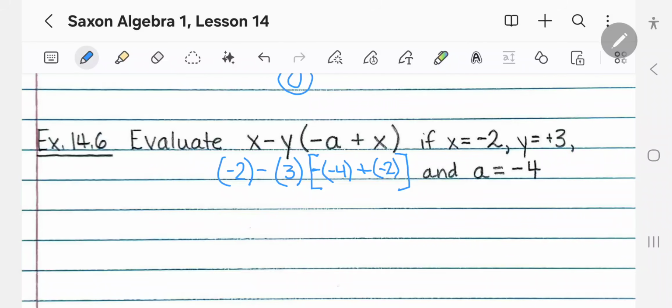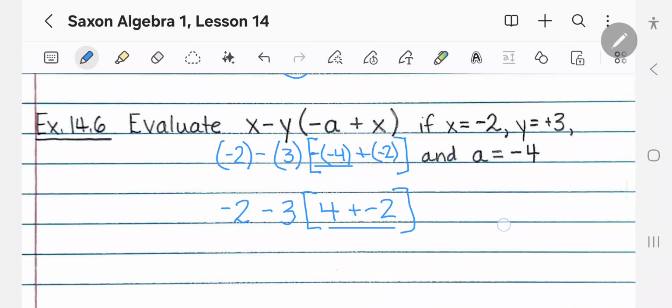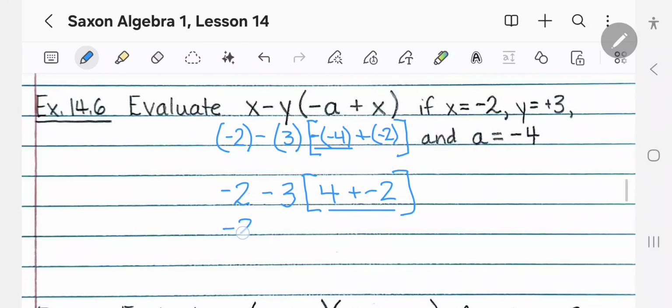Now, I need to clean this up just a little bit, so I'm going to say, all right, I've got a negative 2 minus this 3, and then that's times, I can take care of this part right here. The opposite of negative 4 is 4 plus a negative 2. And then I can do what's inside of the grouping symbols. So I've got negative 2 minus 3. And inside of my brackets, the signs are different, so I subtract them. Take the sign of the largest absolute value.